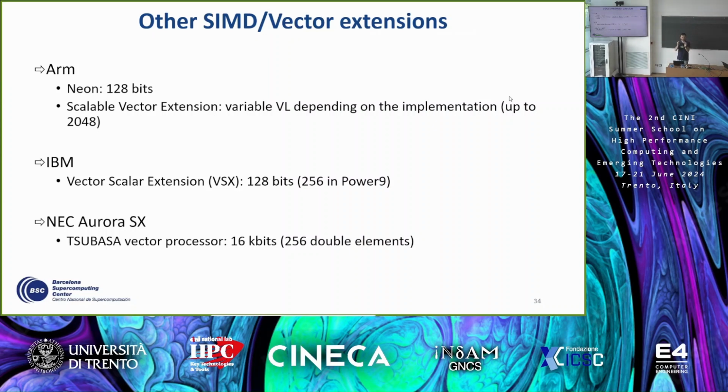Then we can scale the number of cores. But that's another topic. Data level parallelism is another kind. In ARM cores, we have the Neon extension, and we have the scalable vector extension, SVE. And then in IBM, we have the vector scalar extension, VSX.